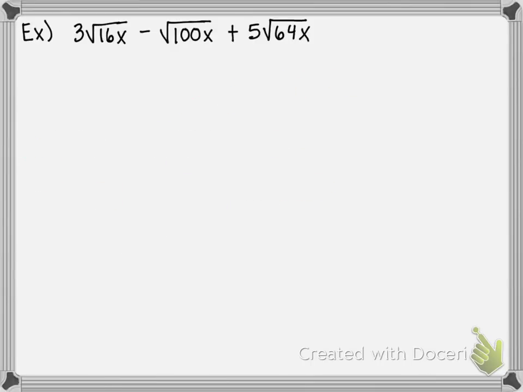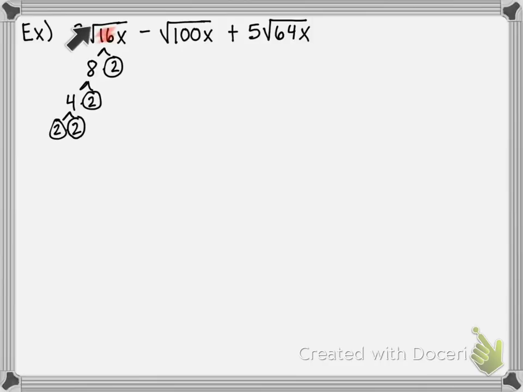Okay, let's do another example. We just have a couple more. So look at this 16 on the inside. We could break that down into 8 times 2. I'm going to circle the 2. We could break the 8 down into 4 times 2. I'm going to circle the 2. 4 is 2 times 2. I'm going to circle both of those.